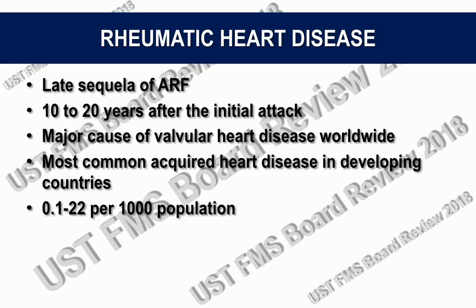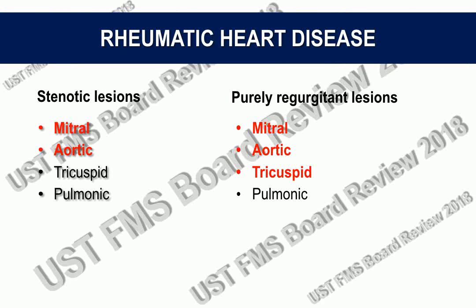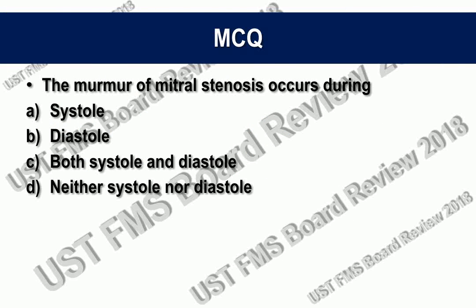So rheumatic heart disease is a late sequela of acute rheumatic fever, and usually it occurs 10 to 20 years after the initial attack. It is a major cause of valvular heart disease worldwide, and is very common in developing countries like the Philippines. RHD can present with either stenotic lesions, commonly involving the mitral and aortic valves, or purely regurgitant lesions, also involving the mitral, aortic, and the tricuspid valve. Or it could be a combination of stenotic and regurgitant lesions.